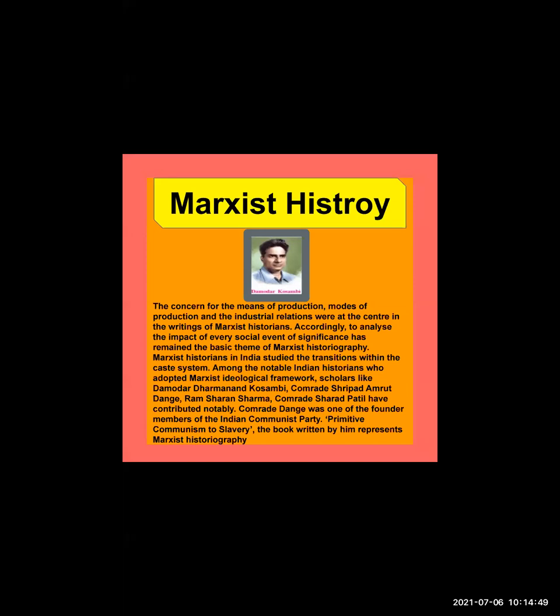Among the notable Indian historians who adopted the Marxist ideological framework, scholars like Damodar Dharmanand Kosambi, Comrade Shripad Amrut Dange, Ram Sharan Sharma, and Comrade Sharad Patil have contributed notably. These were some of the scholars who had adopted Marxist historiography.